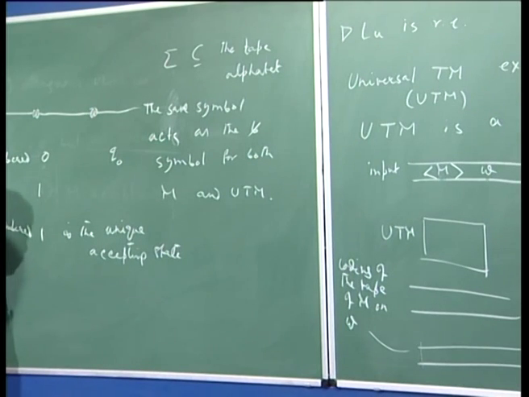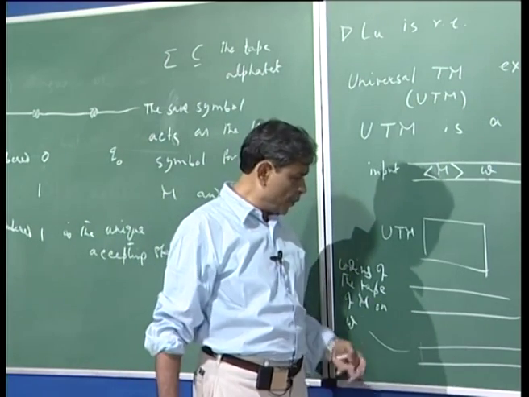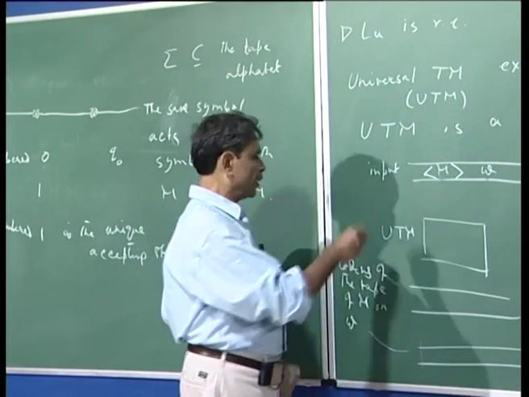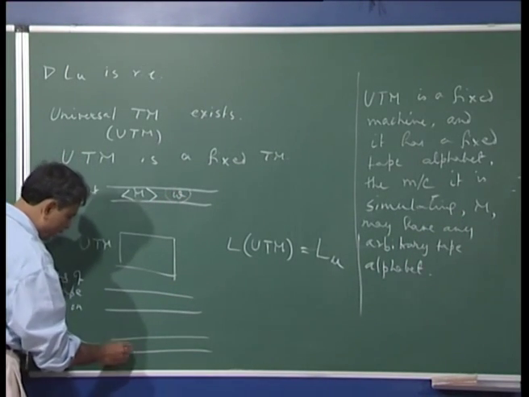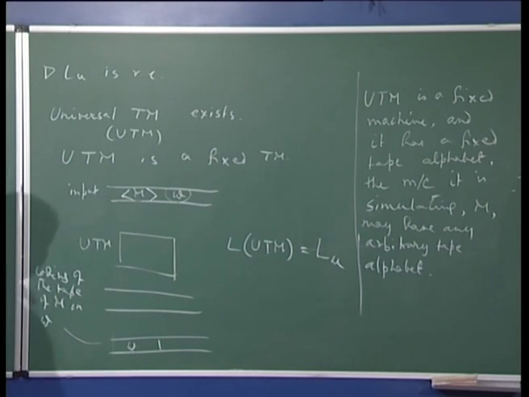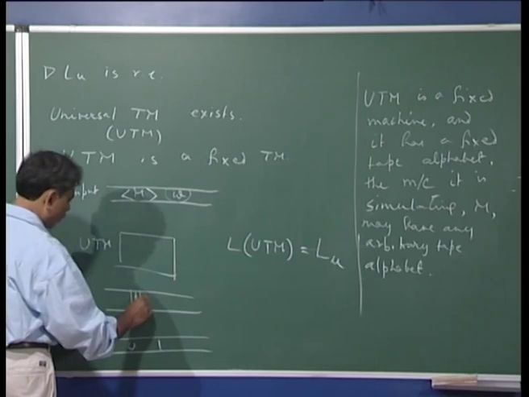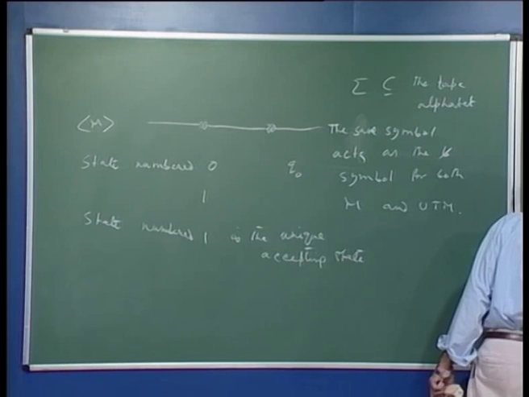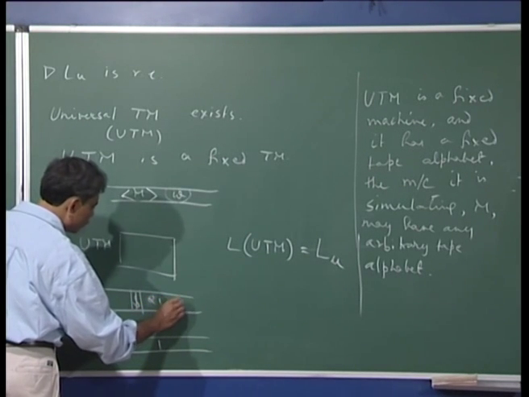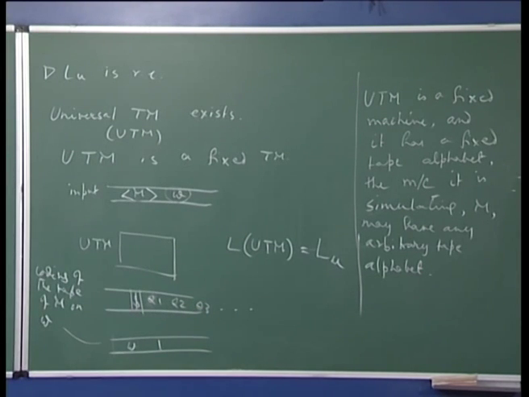So, the non-blank portion initially will have W. What UTM can right away do is copy the W in the beginning here, and also copy, let us say after some special symbol, the code of M. Code of M, recall, will be the quintuples: quintuple 1 followed by quintuple 2, quintuple 3 and so on, that is the code of the machine.